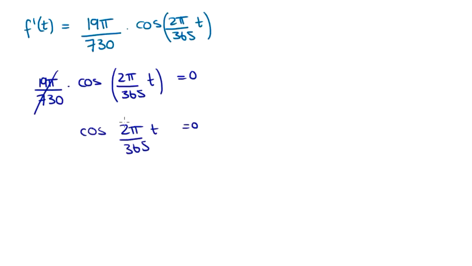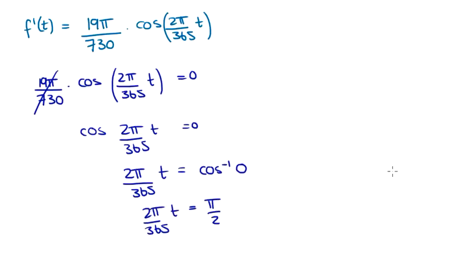Again, remembering that if I'm using 2 pi over 365, it's in radian form. So when I have cosine inverse of 0, I don't use 90, I use pi over 2. And I'm solving for t. Pi's will cancel, so t is going to be equal to 91.25. Therefore, I know that the day with the maximum amount of hours is 91.25 days after our given date.